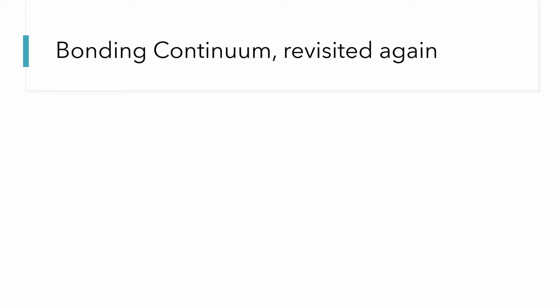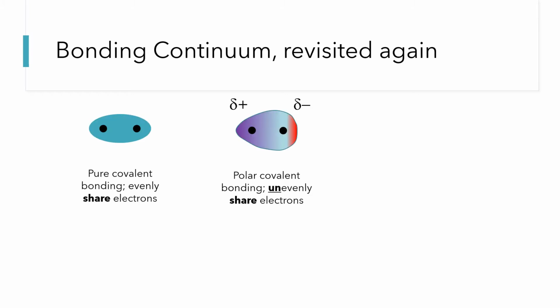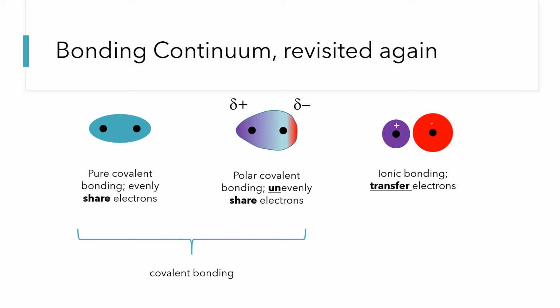One more time, let's take a look at this concept of a bonding continuum. We can have pure covalent bonding where electrons are shared evenly, polar covalent bonding where electrons are unevenly shared, spending more time around one atom than the other, and ionic bonding where electrons are actually transferred.